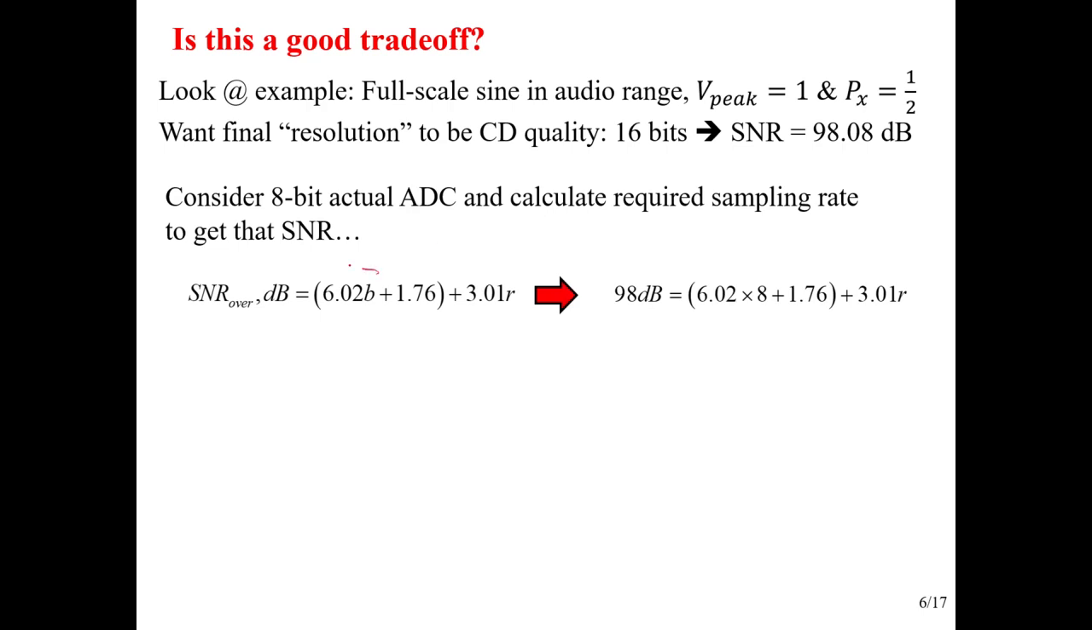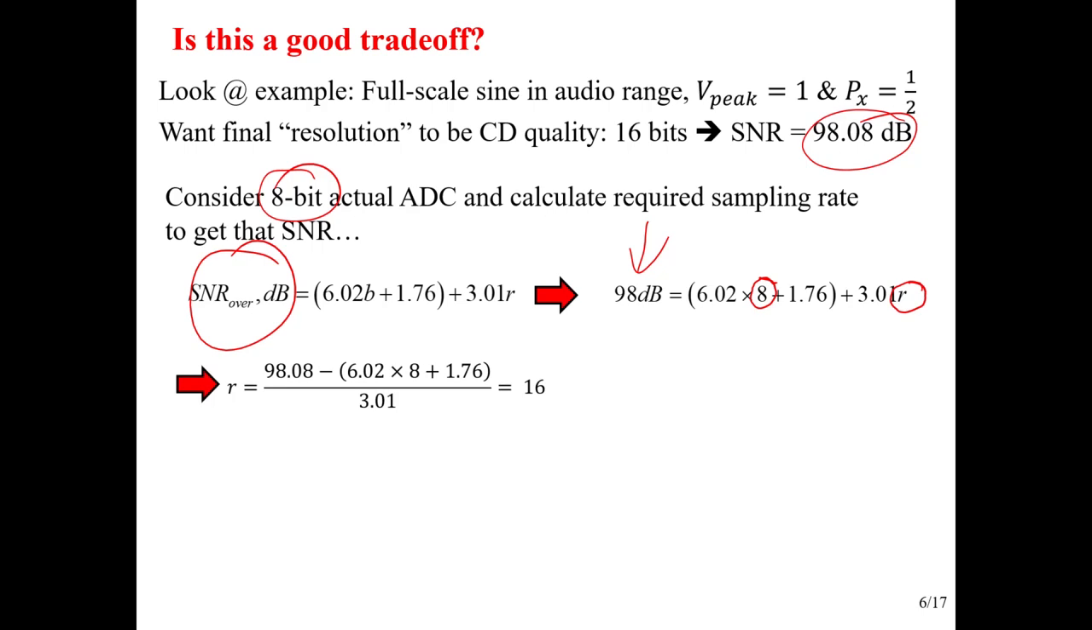So that we have from before, and there's the term that accounts for the extra sampling rate, the faster sampling rate. Well, I want 98 dB, so I plug that in here. So there that goes in there. I want an 8-bit A to D, so I plug that in there. And now I need to find out what my R factor is. So now just solve for R, which I did here. Turns out to be 16.